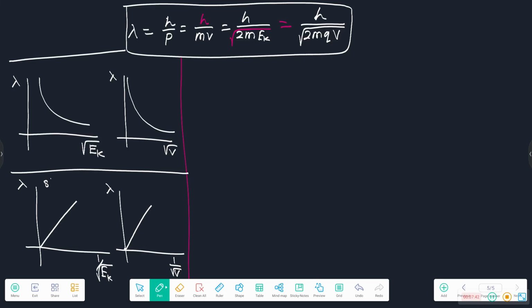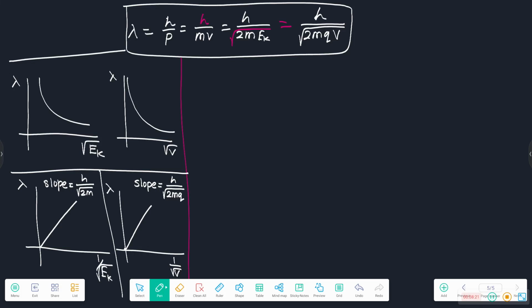And here, remember, the slope is equal to h by root 2m, where m is the mass of the particle. Here the slope equal to what? Here the slope is equal to h by root under 2mq. Okay, this is the slope. So these graphs you remember. Accordingly you can identify whatever they are asking. Clear or not? One relation, many graphs are coming.